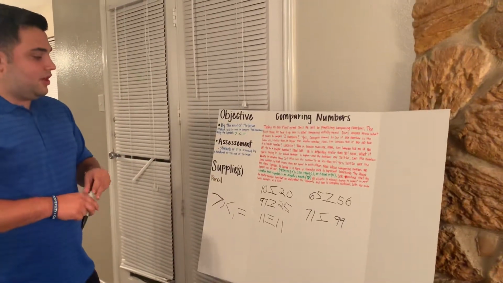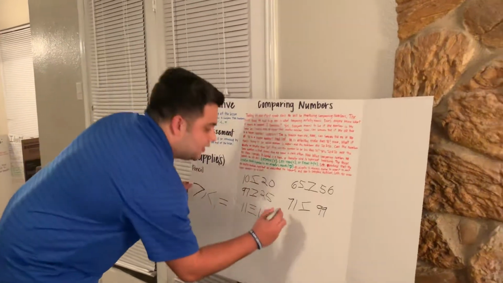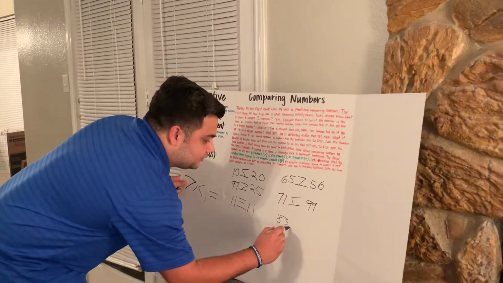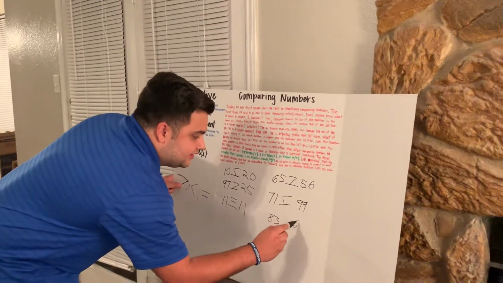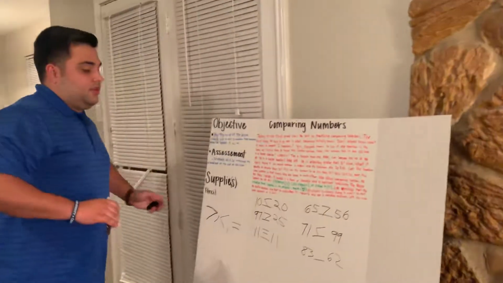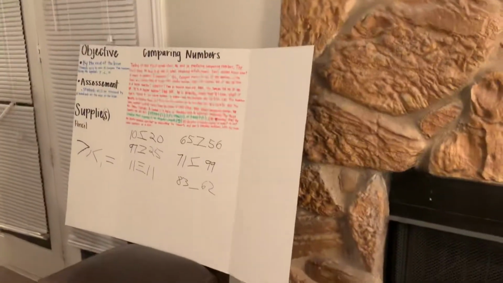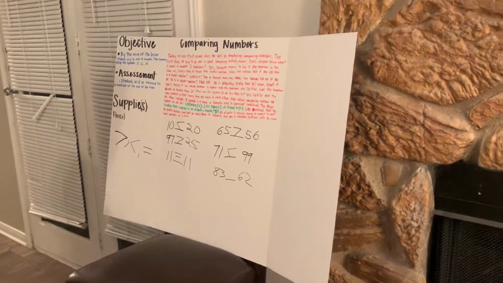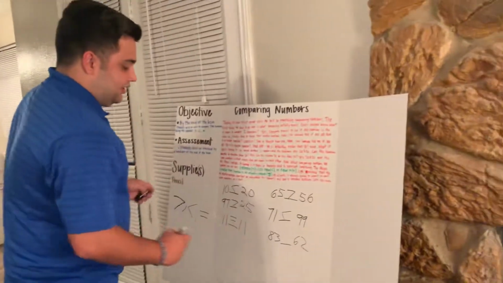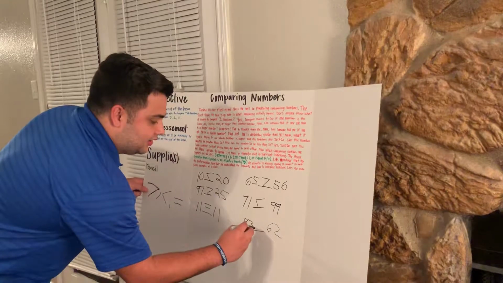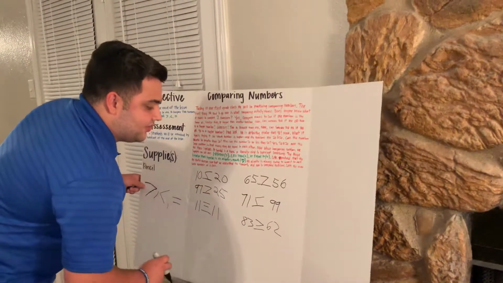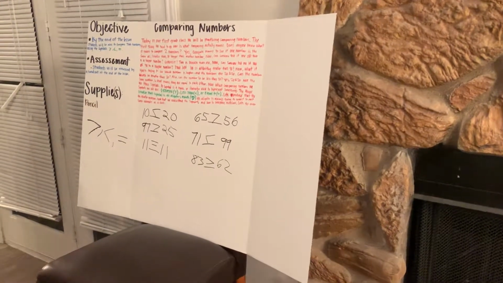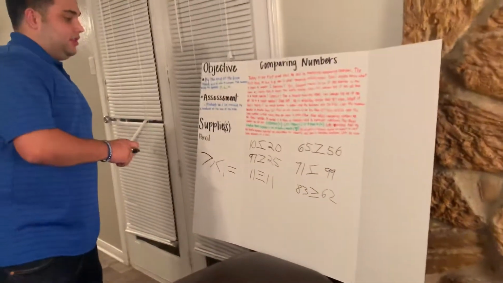Okay, now let's go over one more. Let's go 83 and 62. So which one would the alligator want to eat here? That is correct. Since 83 is bigger, the alligator's mouth will go toward the 83. So we'd read this as 83 is greater than 62.